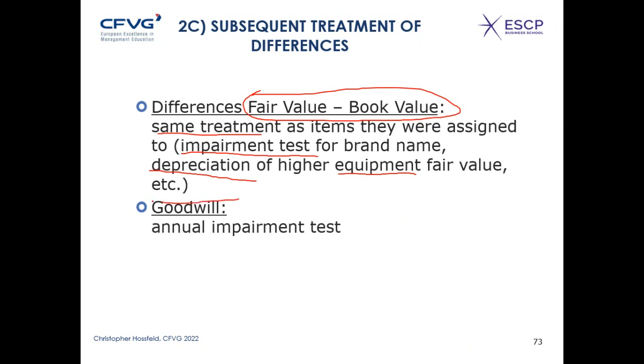For goodwill, the follow-up rule is that we don't amortize goodwill in IFRS. We also do an annual impairment test. We calculated a goodwill of 40 in our case, so we need to check every year if this 40 is impaired, and then write the goodwill down or not. I will show you later on how we do impairment tests on brand names and goodwill technically.